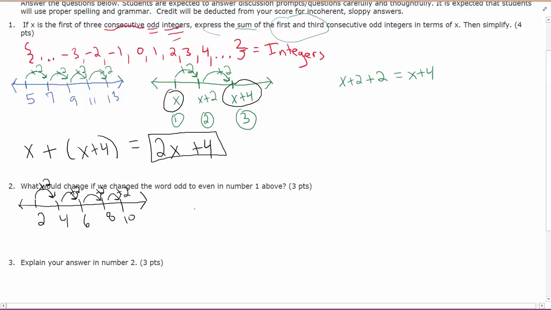So if I'm starting with x, then the next one would be x plus 2, and then x plus 4 still, where we're adding 2 each time in between to get to the next consecutive even integer. So it holds true for odd or even in this case. It doesn't make a difference.